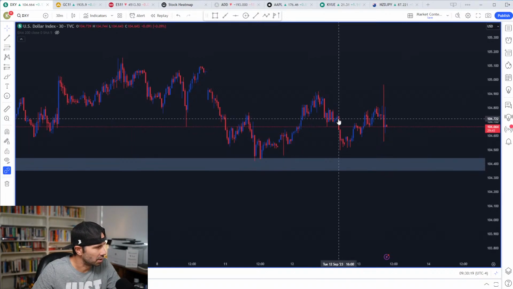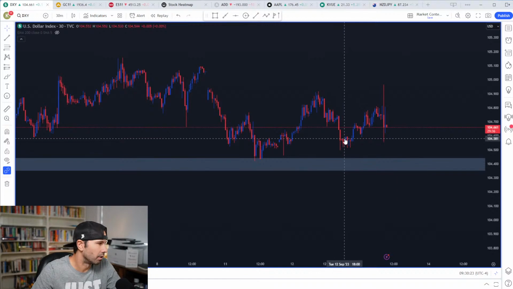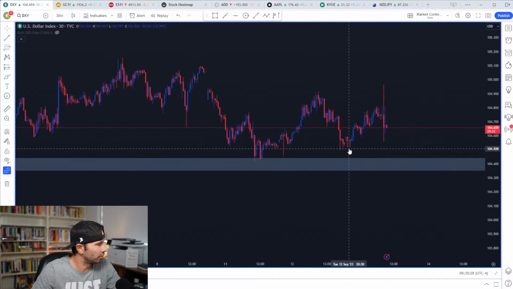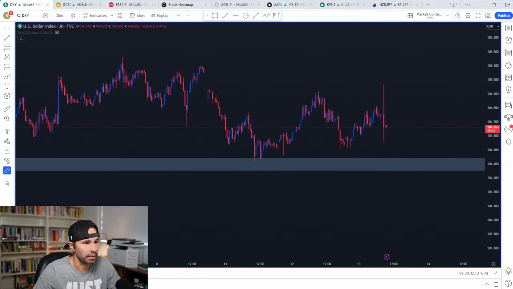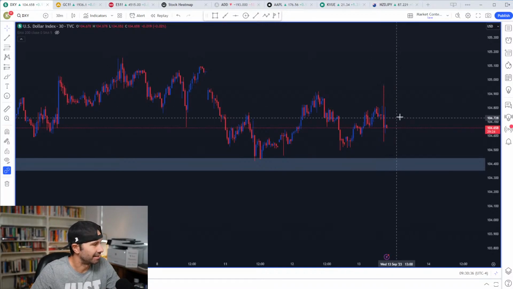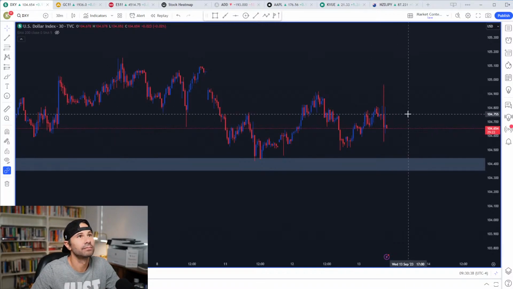Especially after this drop, which is a very nice drop after market close. Obviously the market was closed. It didn't move at all. Neither did we have any special gap at 6.